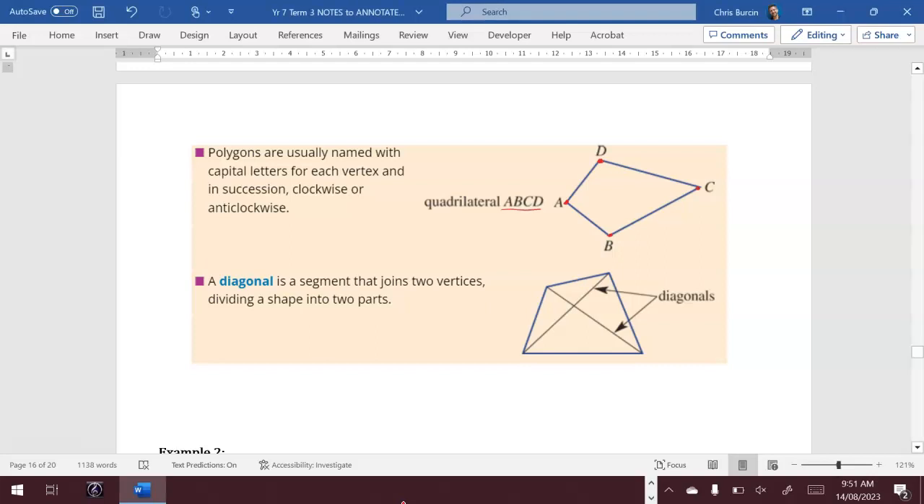So I can call this one A, B, C, D, or I can go anti-clockwise. I could call it quadrilateral A, D, C, B. It doesn't matter, but it makes a lot more sense to go alphabetical when given the chance.